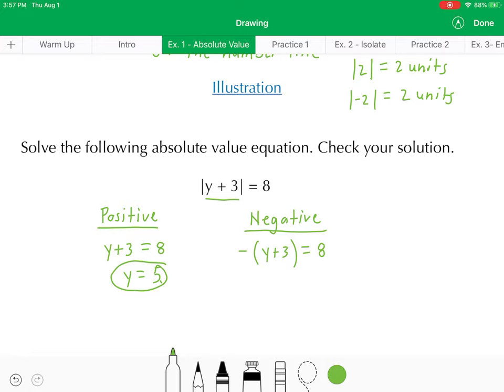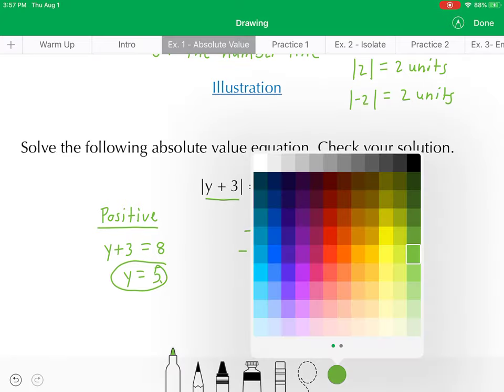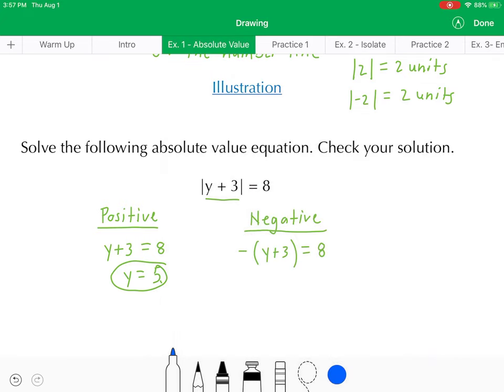So notice I took the negative of the entire expression y plus 3. Parentheses are really important there. Now some of you might be tempted here to distribute the negative through. You can. I don't think it's necessary. Instead of distribution, we could simply divide both sides of this equation by a negative 1 or multiply by negative 1. It's up to you.